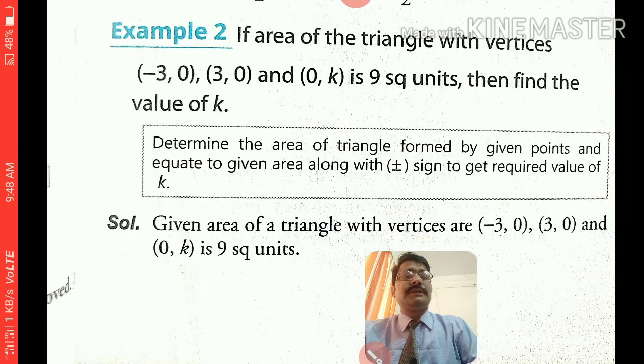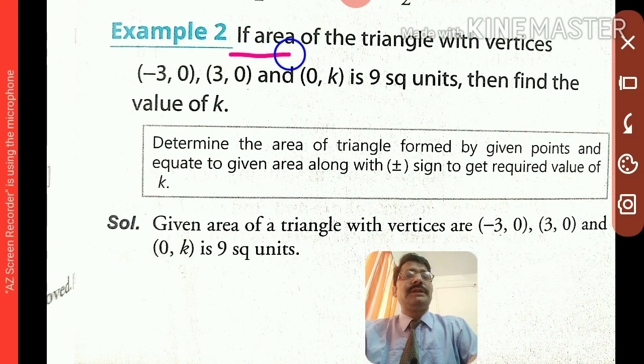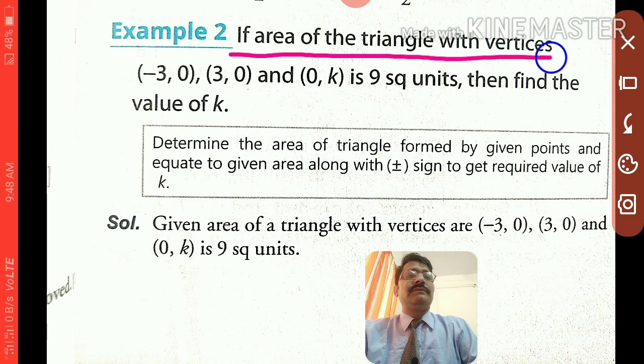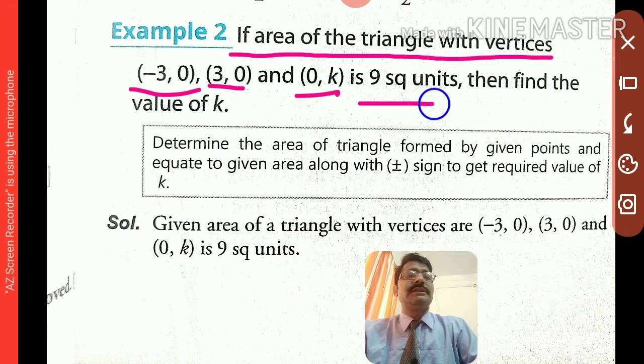Here it is given to you that the area of the triangle with vertices (-3, 1), (3, 0) and (0, k) is 9 square units.